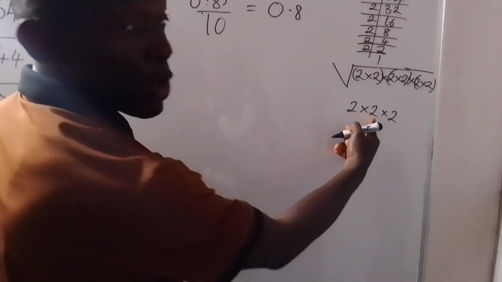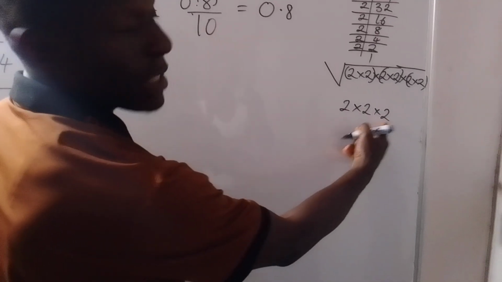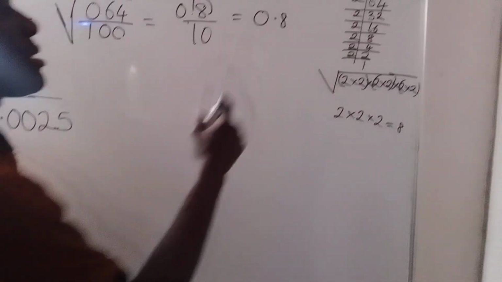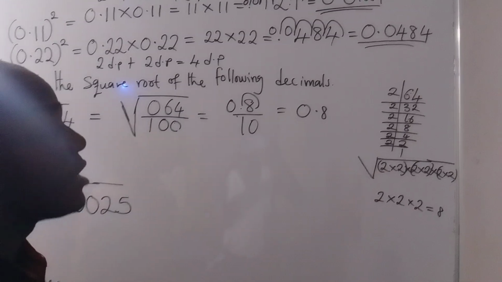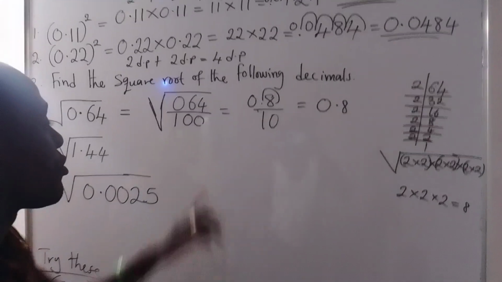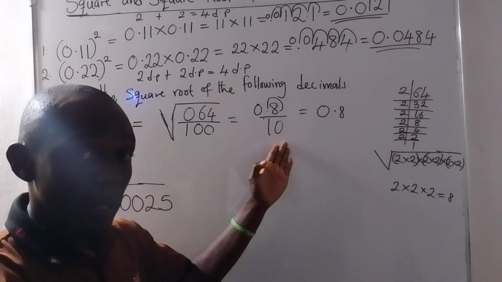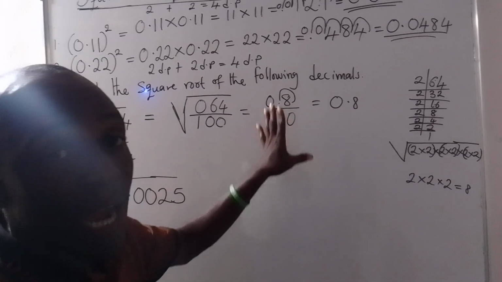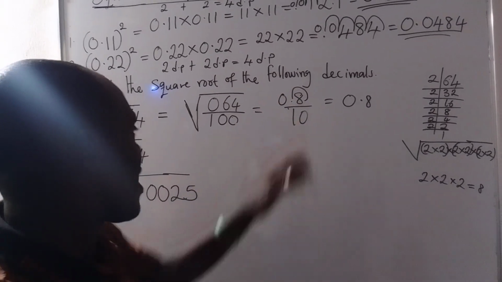So 2 multiplied by 2 is 4, and 4 multiplied by 2 is 8. So that is how I got this, my 8, as the square root of 64. If you do the same for 100, you still get 10. Just a quick recap for you to understand how I got my 8 and 10.